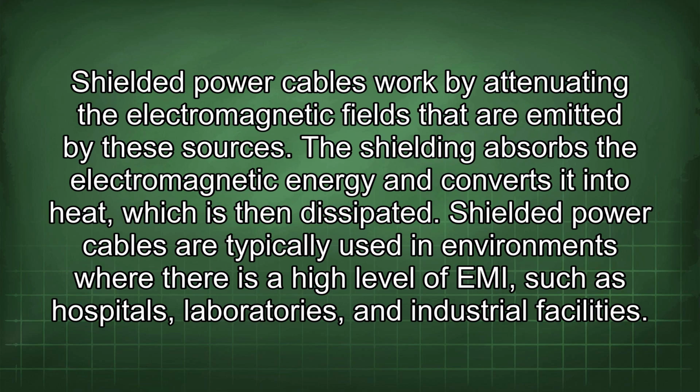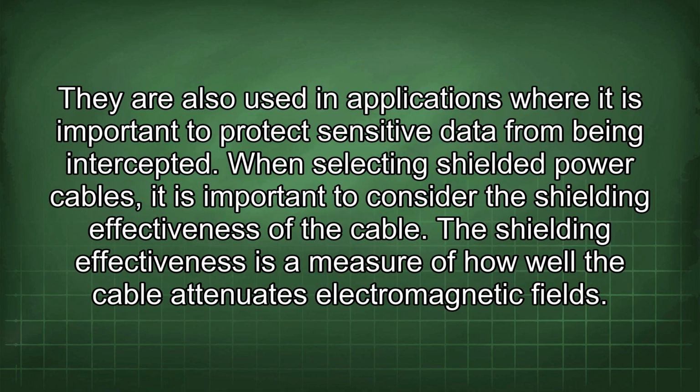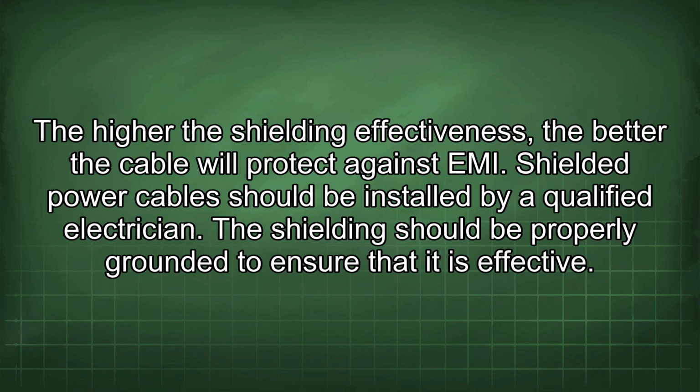Shielded power cables are typically used in environments where there is a high level of EMI, such as hospitals, laboratories, and industrial facilities. They are also used in applications where it is important to protect sensitive data from being intercepted. When selecting shielded power cables, it is important to consider the shielding effectiveness of the cable. The shielding effectiveness is a measure of how well the cable attenuates electromagnetic fields. The higher the shielding effectiveness, the better the cable will protect against EMI. Shielded power cables should be installed by a qualified electrician. The shielding should be properly grounded to ensure that it is effective.